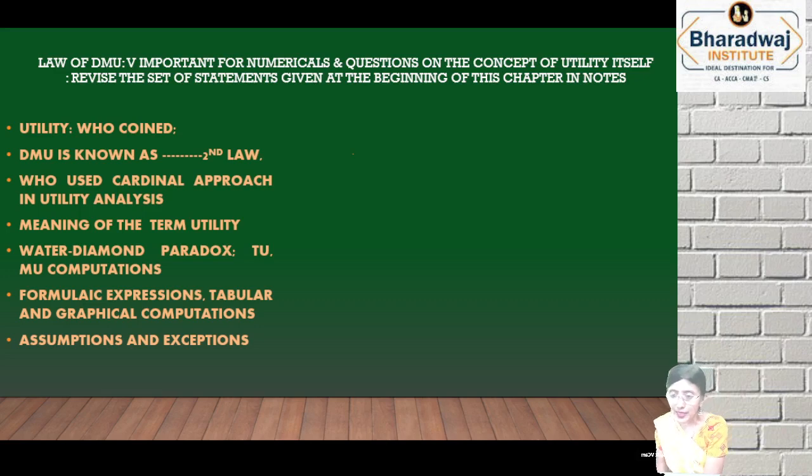DMU is known as the dash second law. Okay. Who used the cardinal approach in utility analysis? Meaning of the term utility. Repeated question in your paper. Water diamond paradox. Okay. Here, you have to say which is for TU and which is for MU. And the last two indicate that you have to revise the table, the graph, assumptions and exceptions. Okay, the last two are an indication of the preparation method. So address the first five.